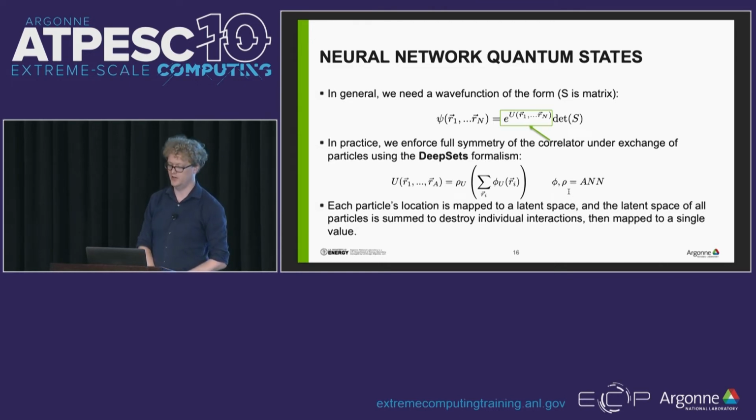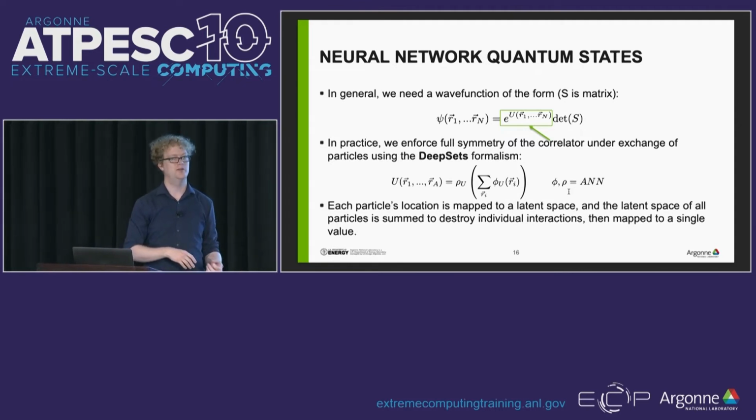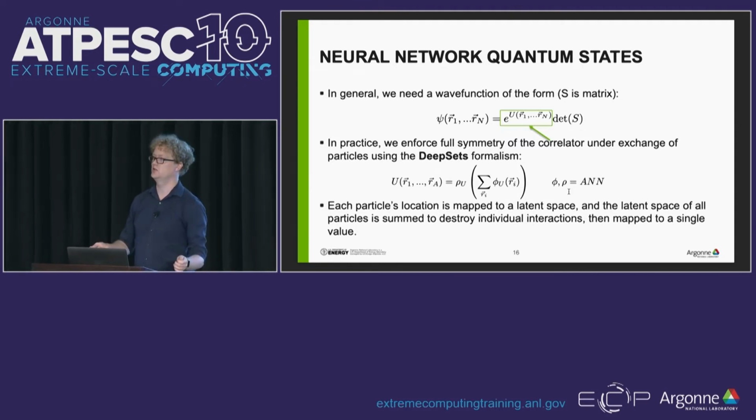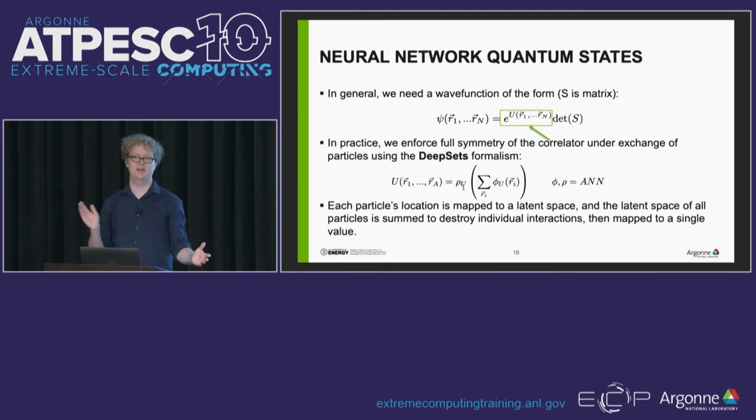And that's called an order-destroying operation. So you can do a max pooling. You can do a summation. You can do anything that's symmetric under exchange of argument order. And then you apply another neural network, rho, which maps that latent space down to one value. And then you put an exponential term in.